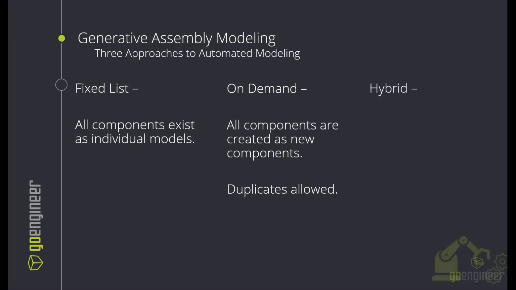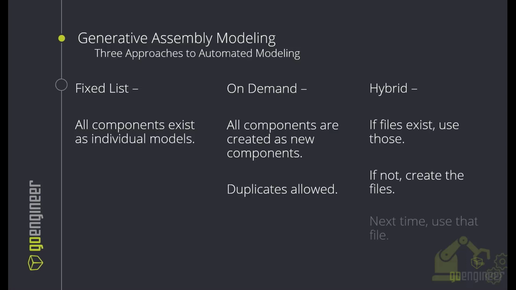And then there's a hybrid approach, where if these files exist, use the files that already exist, but if not, we want to go ahead and create the files and drive the files. And next time, we want to use that file from there on out. All right, so it's a sort of growing list of things. And this is probably optimal in most environments. This helps to keep things nice and lean in your vaults and file systems.